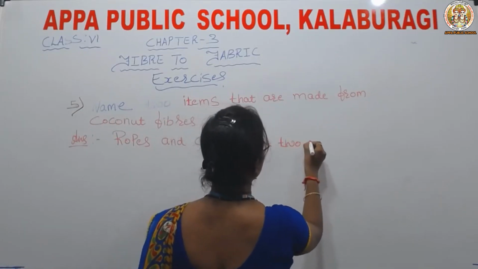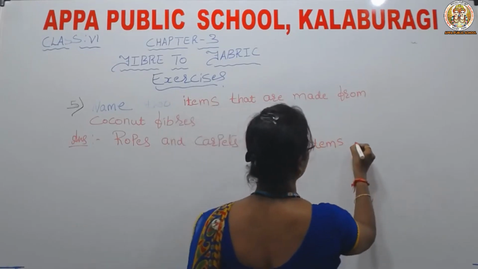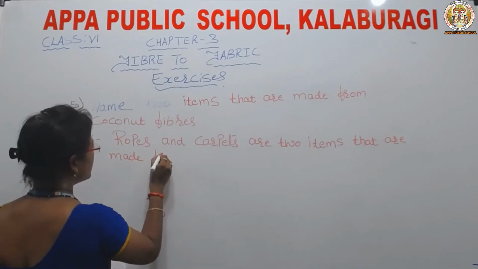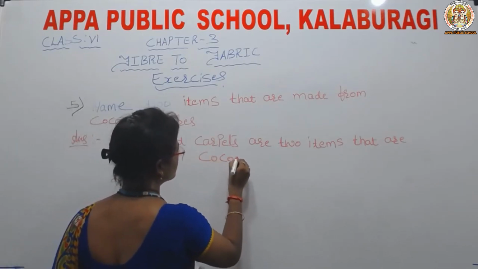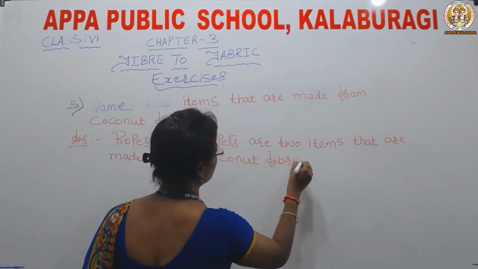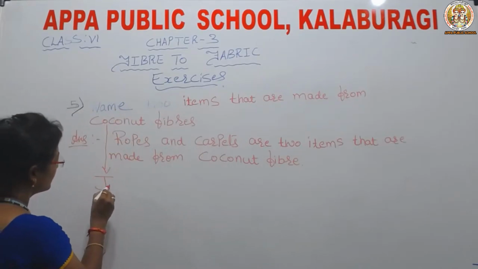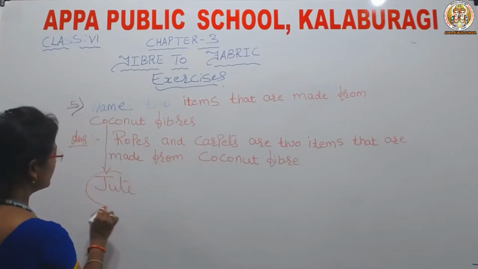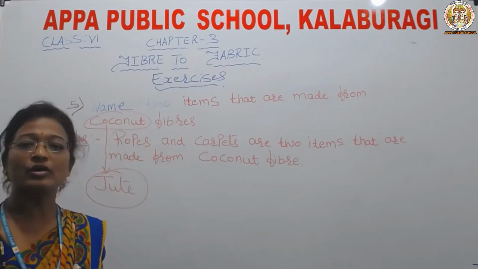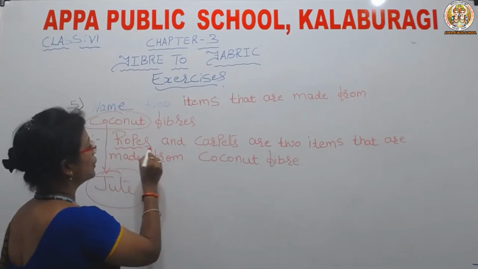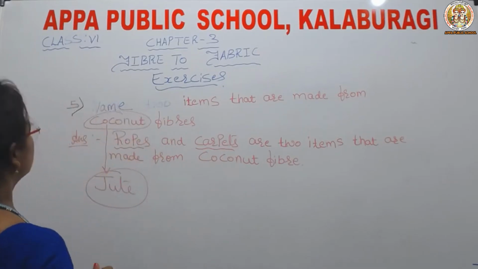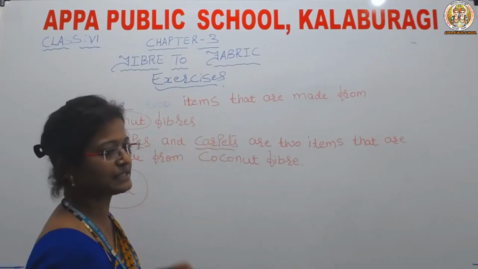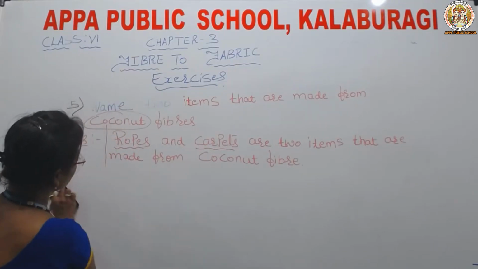Name two items that are made from coconut fiber. So even from jute fiber also we get ropes and carpets. Okay, so don't be confused. Here, instead of jute they have asked coconut. Even from the coconut fibers we get ropes and carpets, isn't it? Okay, so name two items that are made from coconut fibers. The answer: ropes and carpets. So we move to the next question.